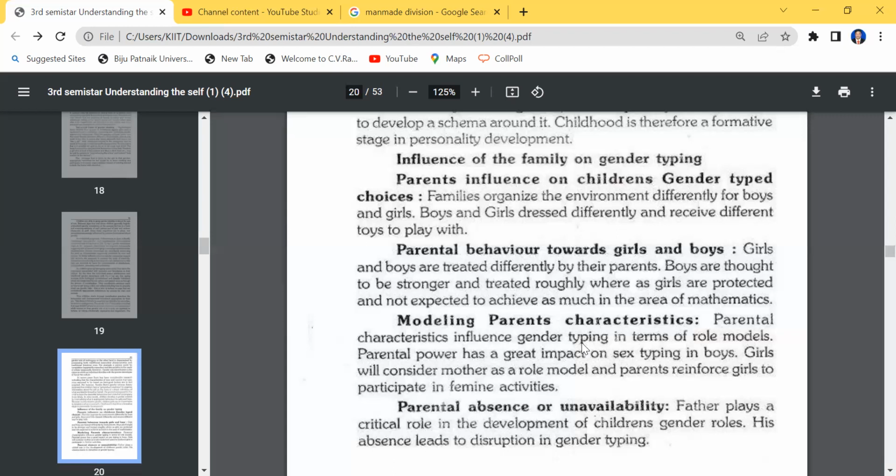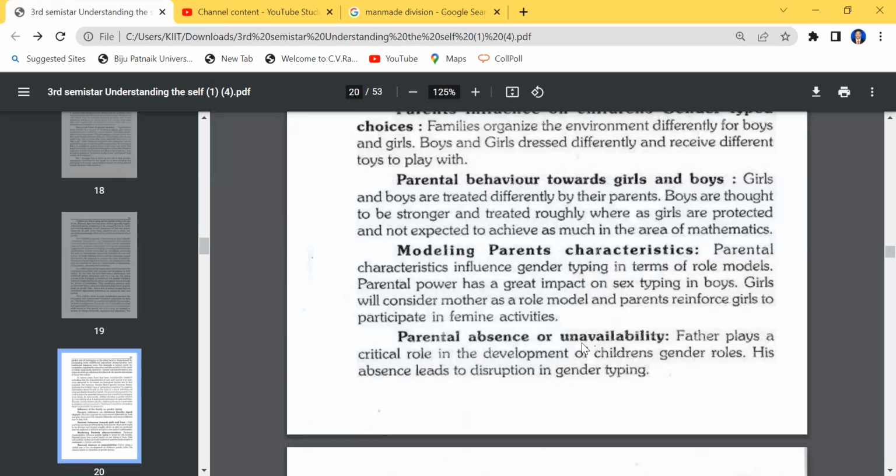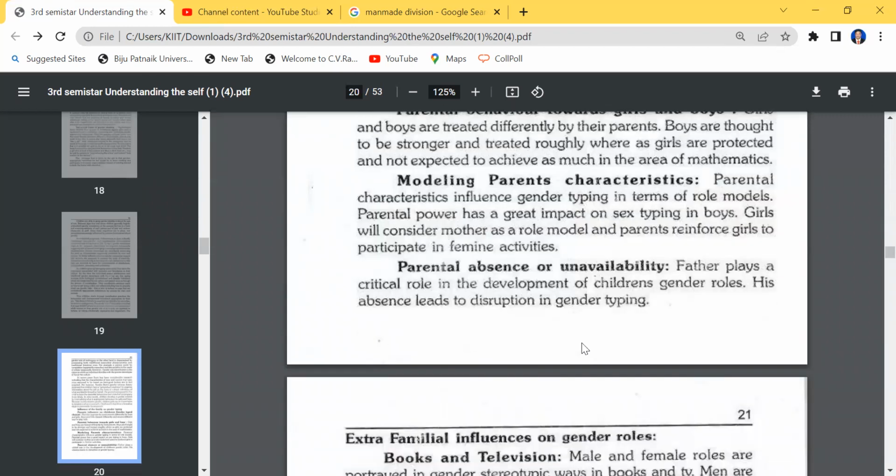Boys are expected to be stronger and treated roughly, but girls are protected and not expected to achieve much in the area of mathematics. Modeling parents' characteristics: parental characteristics influence gender typing in terms of role models. Parent power has a great impact on sex typing in boys and girls. Girls will consider the mother as a role model, and parents reinforce girls to participate in feminine activities.